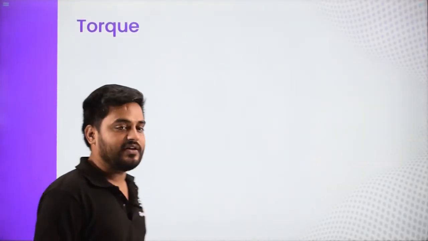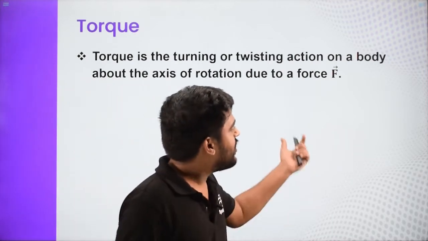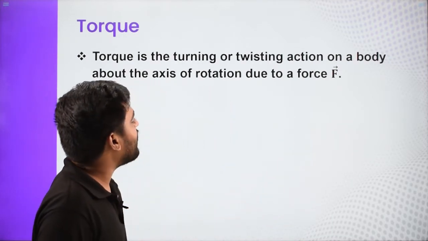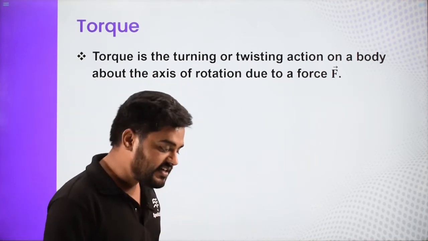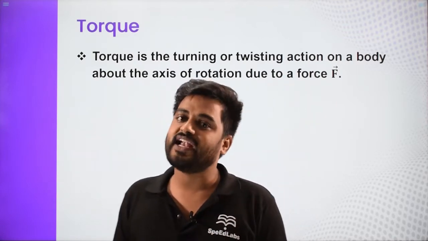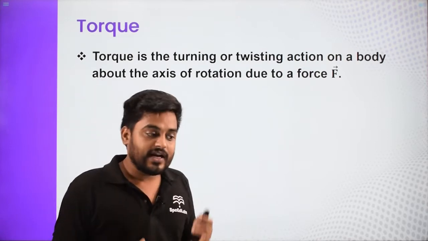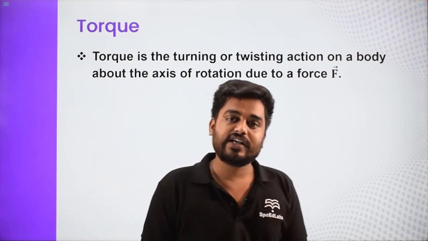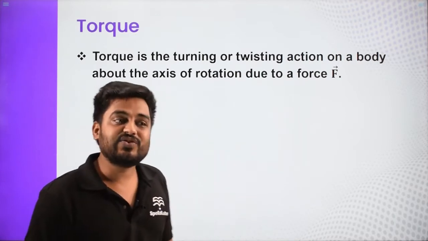Let us discuss the torque. So what is torque? Torque is the turning or twisting action of a body about an axis of rotation due to any force F. Whatever is the role of force in translation, the same role is played by torque in rotational motion. A force is required if you want to move an object. Similarly, if you want to rotate an object, then you need some torque.